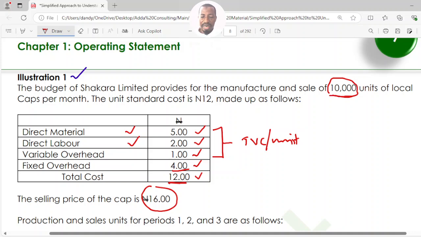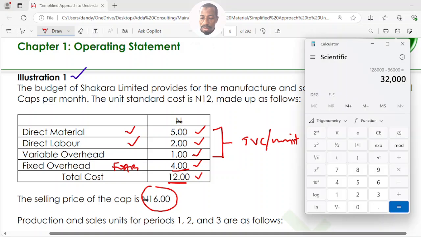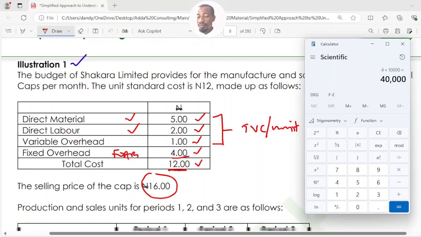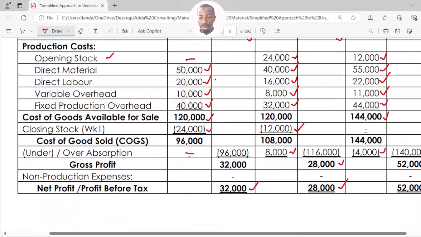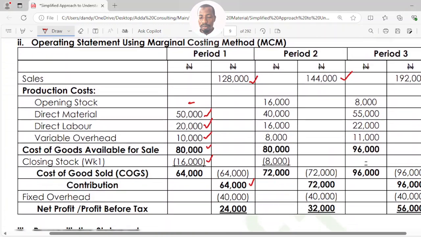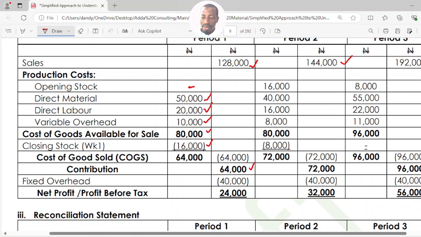What is my fixed overhead absorption rate? The fixed overhead absorption rate is 4 naira. So I would then say 4 naira multiplied by 10,000 units equal to 40,000 naira. Therefore, the fixed production overhead is 40,000 naira. So let's go and post. That's the 40,000 you are seeing there. So 64,000 minus fixed overhead of 40,000 will give us profit of 24,000 in period 1.